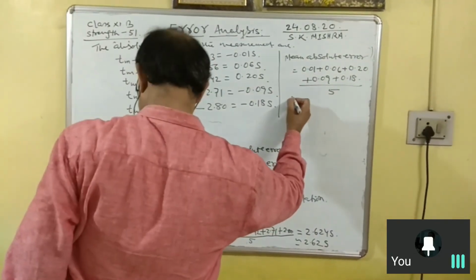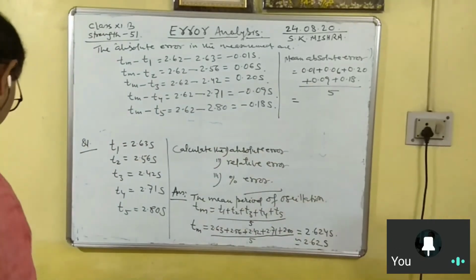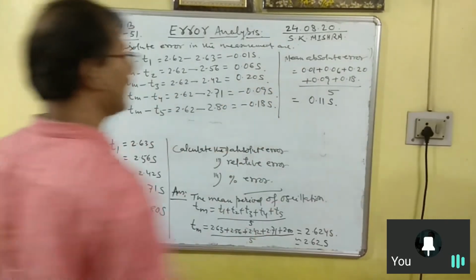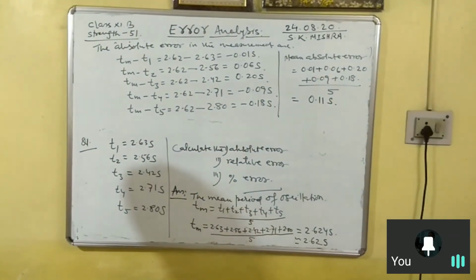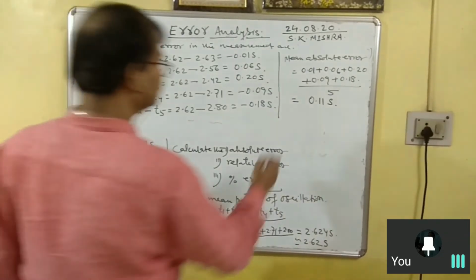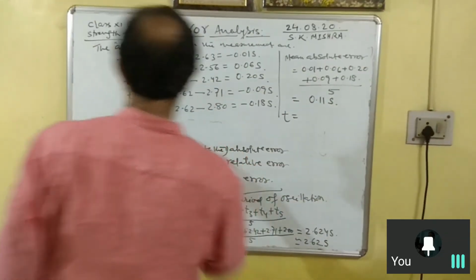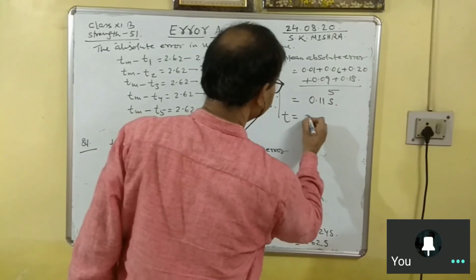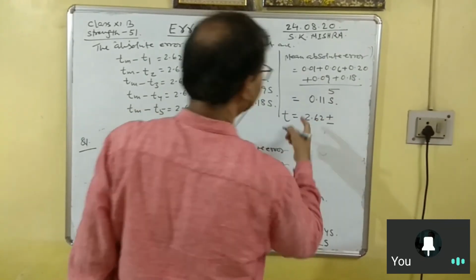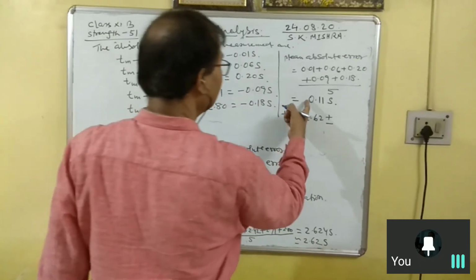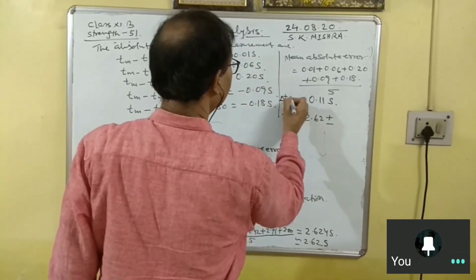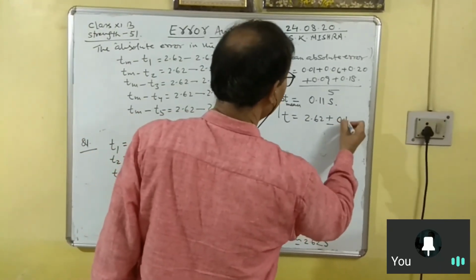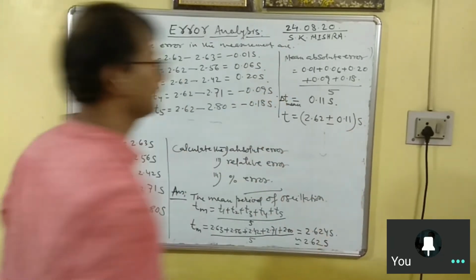So your answer will come to be 0.11 second, after adding and then dividing by 5. Then your observation will be T is equal to, what was the mean? Tm is 2.62, plus minus delta T mean. So delta T mean is 0.11 second. This much is the final result.